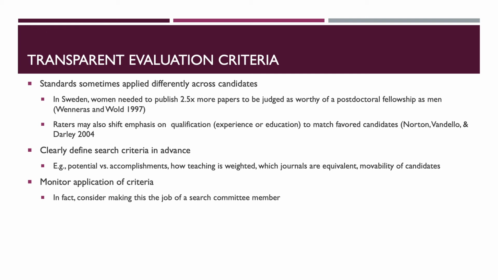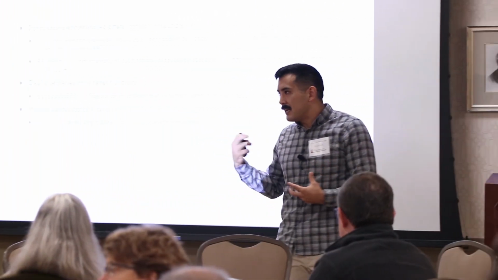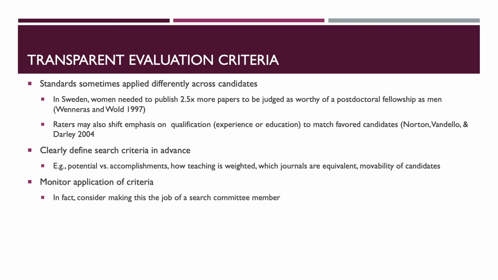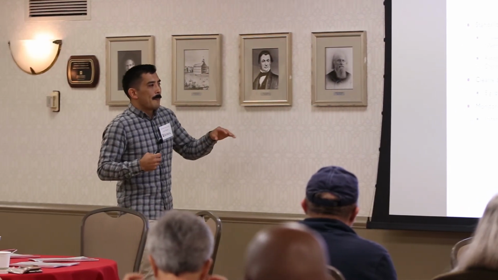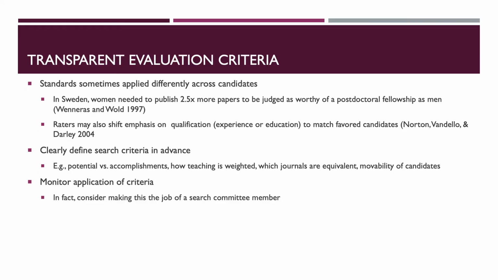So, part of that is clearly defining the search criteria in advance. How much are we going to weigh potential versus accomplishment? How much is teaching weighed? Thinking about which journal articles are more important, or which journals are more important for your department, and so forth. And of course, movability, which we just talked about, could have some gender dimensions. And what we find is effective here is having someone monitoring this, putting someone in charge of asking: are our criteria transparent? Are we applying them equally to different people? And this overlaps with the last point of accountability with transparency.